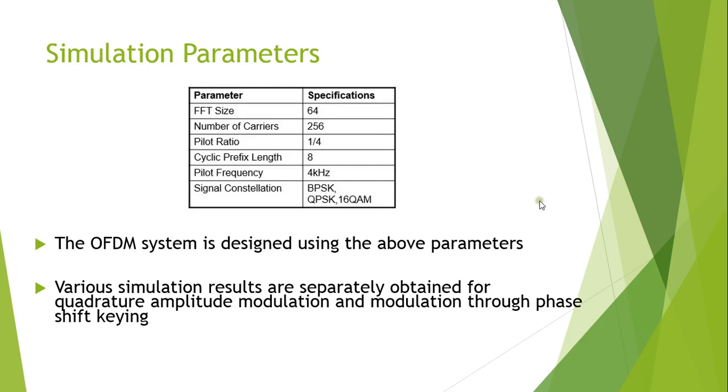These are some of the simulated parameters which were used: the FFT of 64, the number of carriers, the pilot ratio, cyclic prefix length of 8, and then pilot frequency of 4 kHz, signal constellation BPSK, QPSK. The OFDM system is designed using the above parameters, and various simulation results are separately obtained for quadrature amplitude modulation and modulation through phase shift keying.